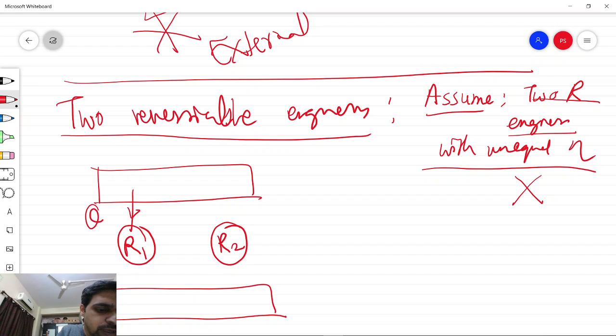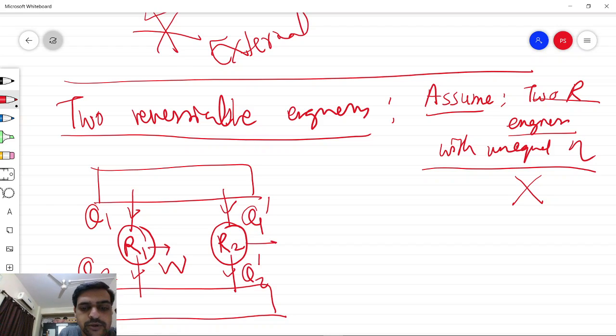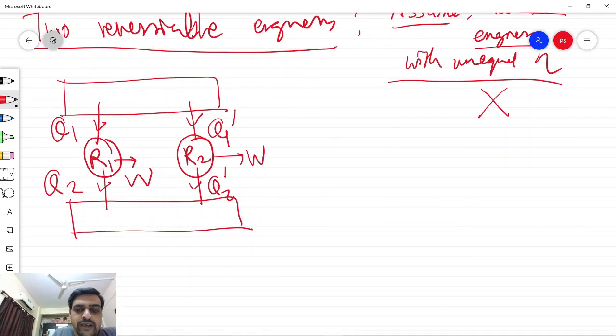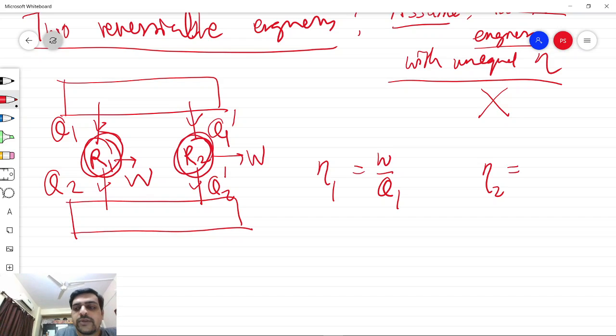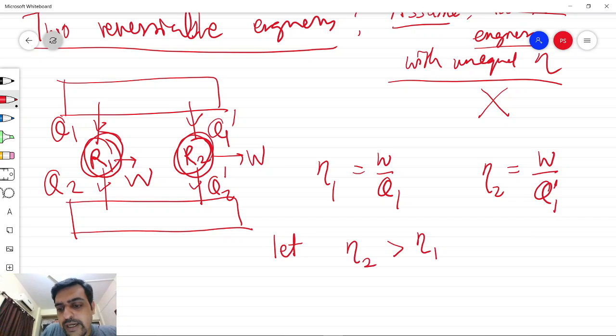One of them extracts heat Q1, rejects heat Q2, and performs work W. The other extracts heat Q1 dash, rejects heat Q2 dash, and performs the same amount of work W. Now the efficiency eta 1 of the first engine will be W by Q1, and the efficiency eta 2 of the second engine will be W by Q1 dash. And let eta 2 be greater than eta 1.